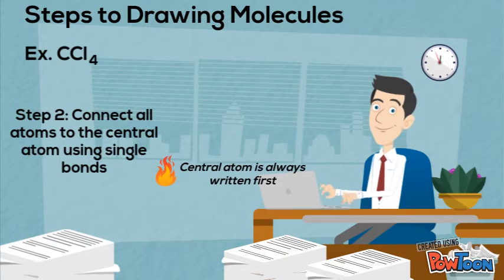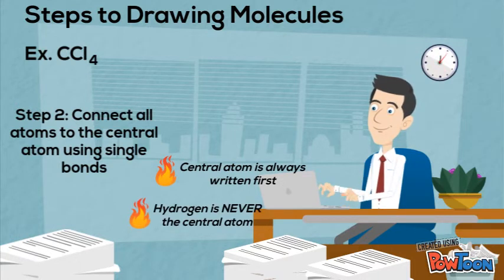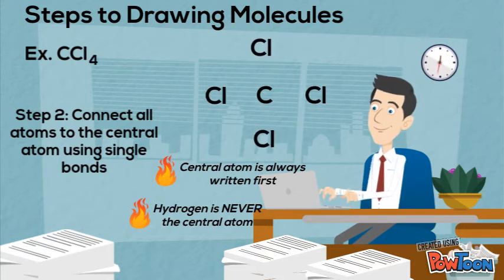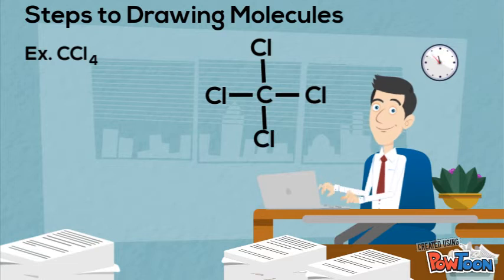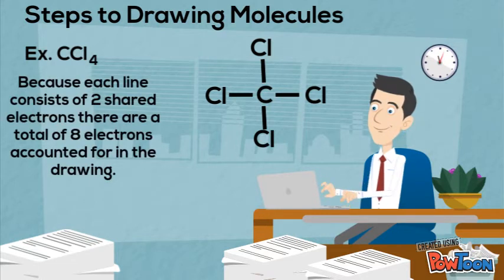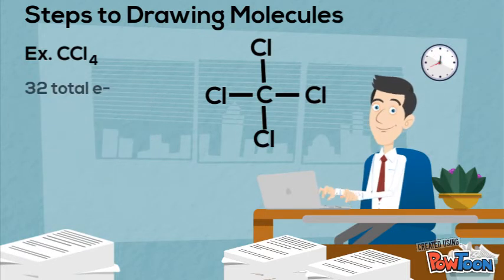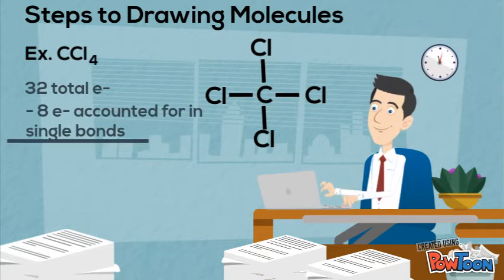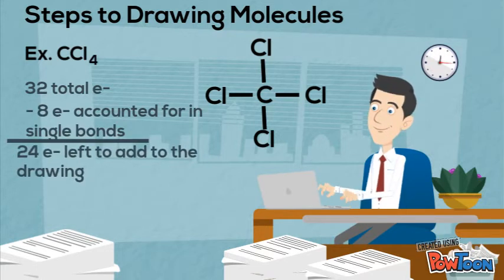Remember, the central atom is always written first, except for hydrogen, which can never be the central atom. So we have our carbon here, and we're going to surround it with 4 chlorines, and we're going to connect those chlorines to the carbon with single bonds. Your shared electrons, there are now a total of 8 electrons accounted for in the drawing. So we started out with 32 total electrons needed. We just added 8 with the single bonds. So now we have a total of 24 electrons left to add to the drawing.